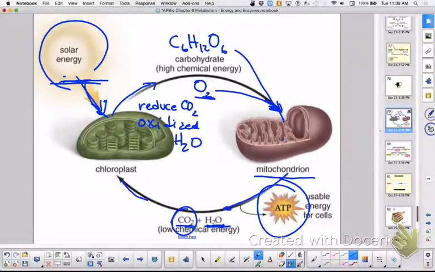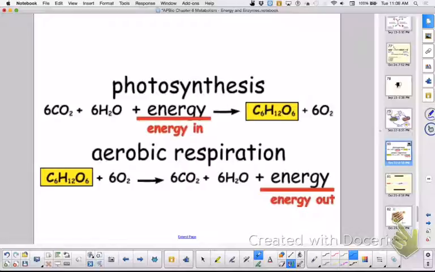Hey, other bio buddy, how are these reactions similar? How are these reactions different? Go ahead, other bio buddy. Which reaction is endergonic overall? Which reaction is exergonic overall?